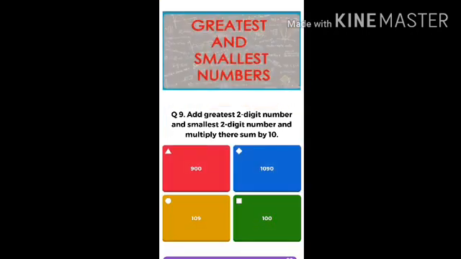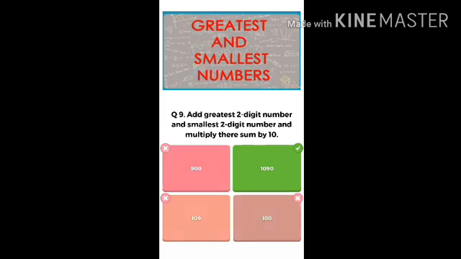Add greatest 2-digit number and smallest 2-digit number and multiply their sum by 10. To solve this problem, first you need to find out the greatest and smallest 2-digit numbers, that are 99 and 10, and the sum of these numbers is 109. Now multiply by 10, put 0 at the right side of 109. The answer is 1090.